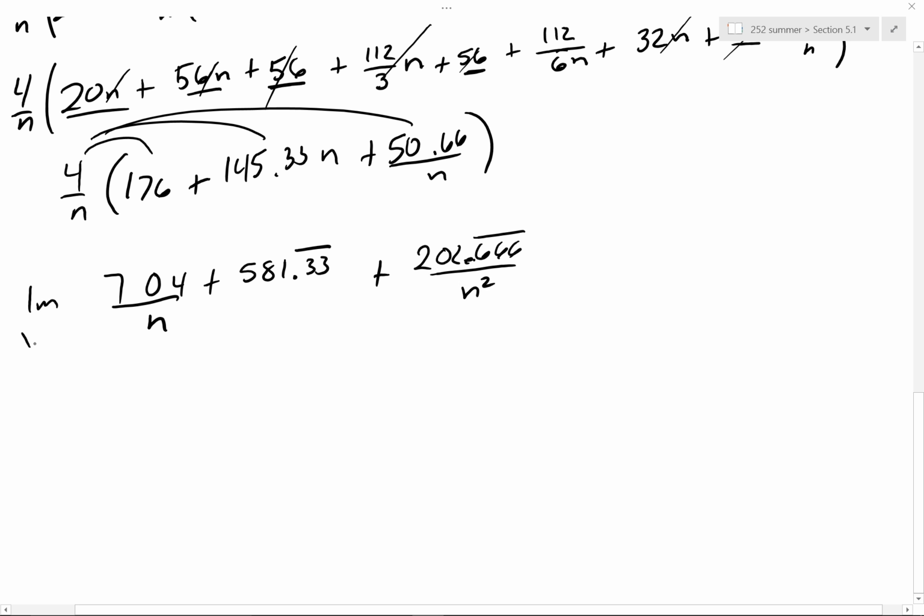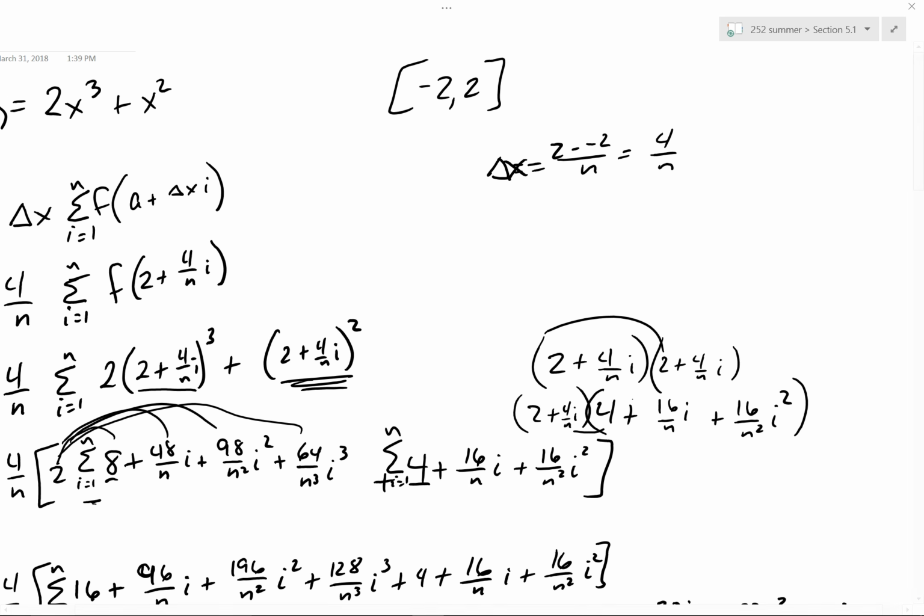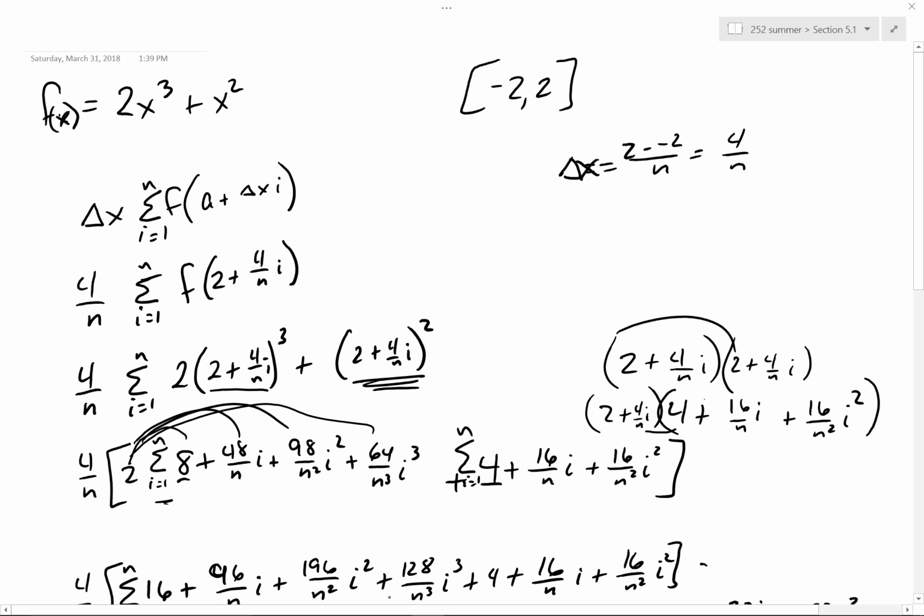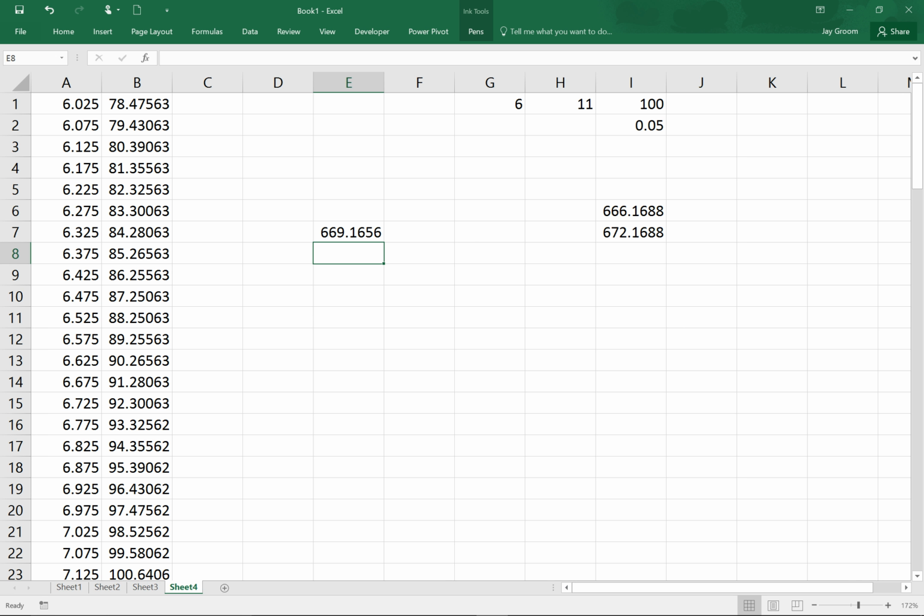Now what is the limit as n goes to infinity? This piece is going to go to 0. This piece is going to go to 0. And that right there, friends, will be your answer. Okay. And so that's a pretty straightforward way to do it. It's not terrible. It's not too bad. It is a little time consuming. I will give you that.